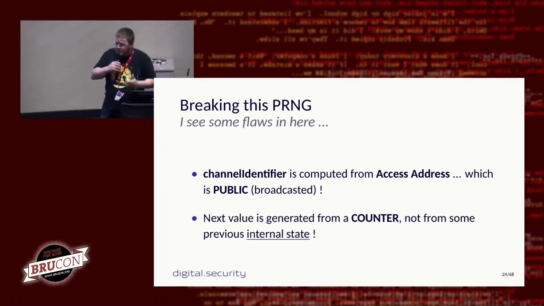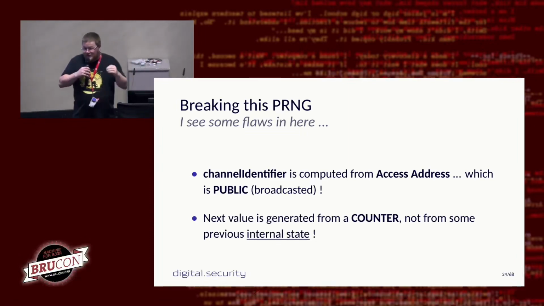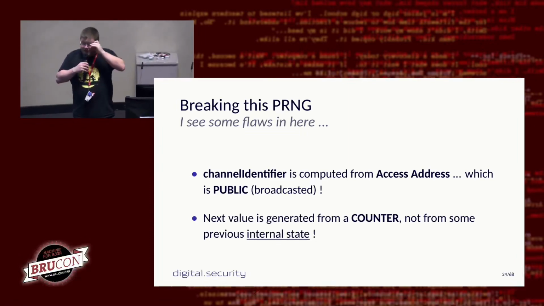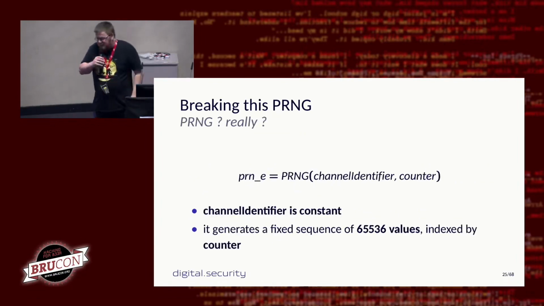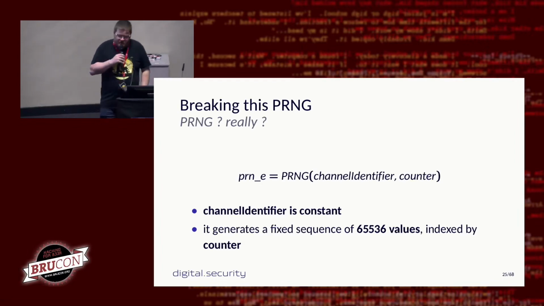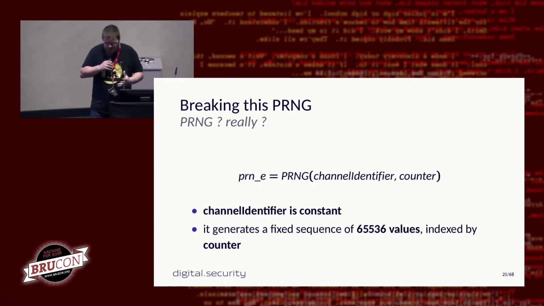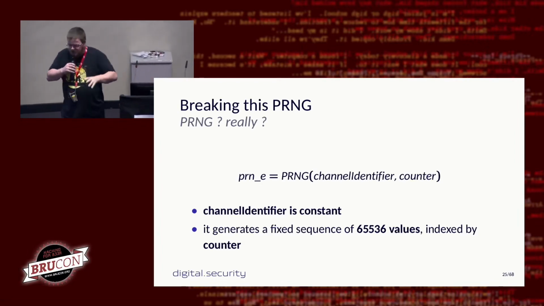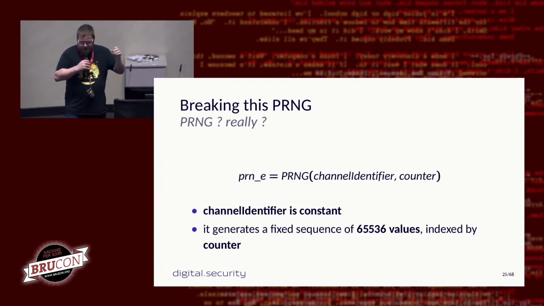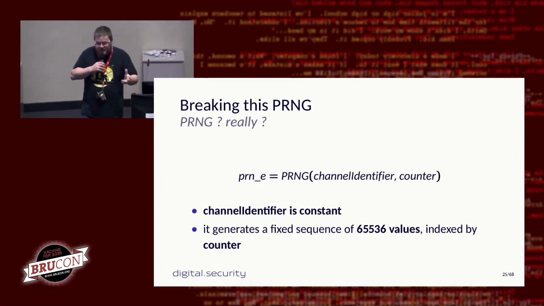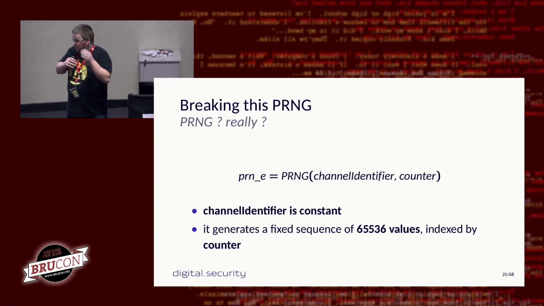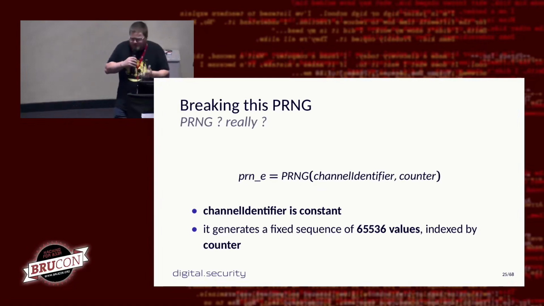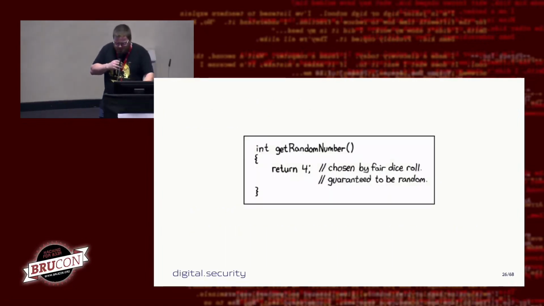But here, it's a counter. It's something that is incremented, so this is something that we can guess. And in fact, is it really a PRNG? If you have a look at the function, it's a black box function that takes a known value at the counter to generate 65,536 different values for a given channel identifier. The channel identifier is constant, and this sequence is fixed.